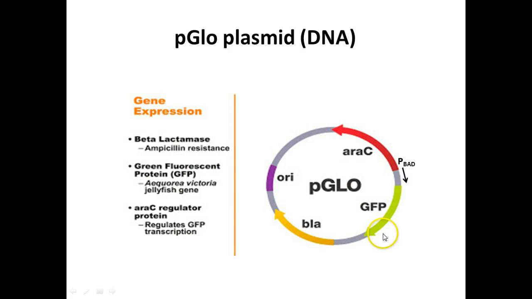Green fluorescent protein, the GFP, is the other gene we're giving them. As I said, this is a protein derived from jellyfish that allows them to absorb the UV light and then re-emit the green light, the green fluorescent light. AraC is a regulatory protein. This is a protein that is going to be produced, and it's going to help regulate this DNA, what is actually utilized by the organism.